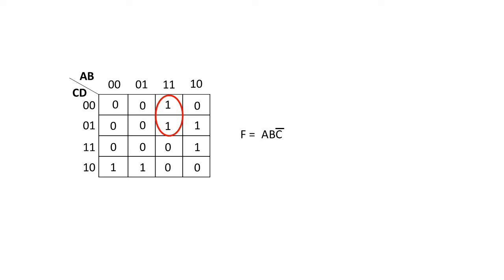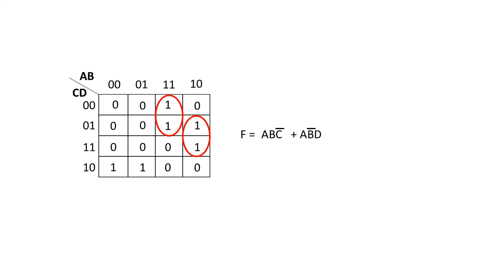Observe the position of A. See, A is 1, B is also 1, but the position of C is 0. Why have we taken A, B and C? Because the positions of A, B and C are common. See, for these two fields, A is 1, B is also 1 and C is 0. Because the position of C is 0, that is why we have taken the complement, that is not C.